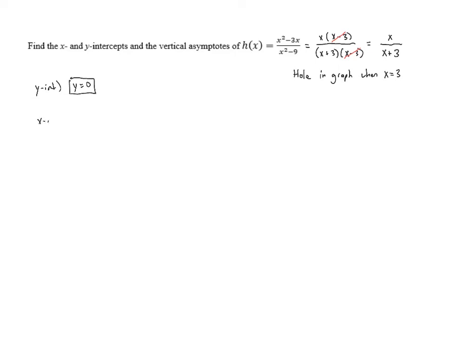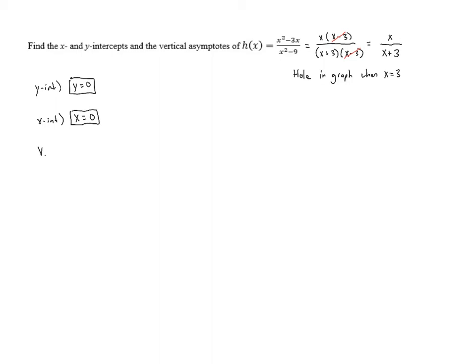Now, for the x-intercept, we know that this occurs when the function is 0, which happens when the numerator is 0, and in this case, that's going to be when x equals 0. Remember, this factor of x minus 3 is not going to give us an x-intercept because the function is not defined when x equals 3. So this is a special scenario.